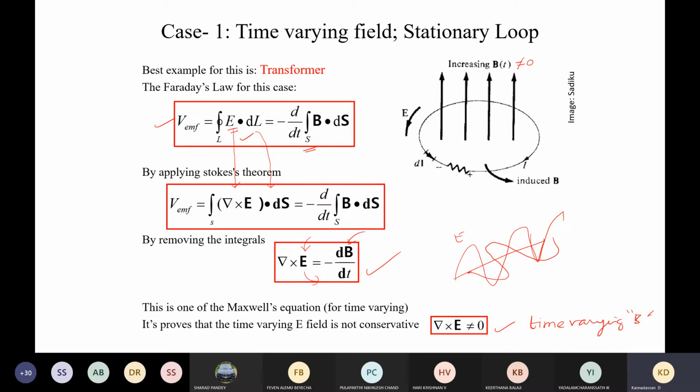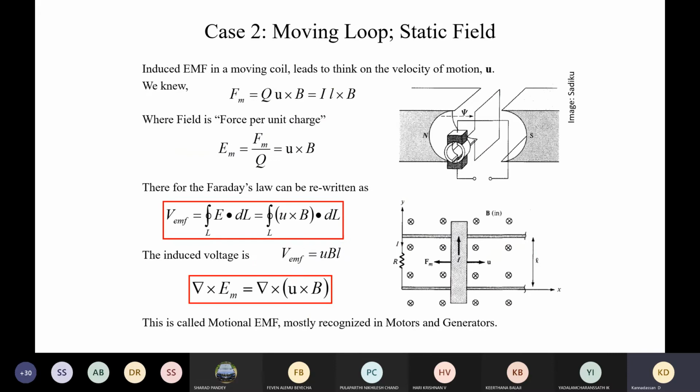So this is case one. And in case two, the loop is moving and the field is static. So for this, what are we going to do? We are going to take two bar magnets and put their polarities exactly opposite to each other, in such a way that the magnetic field is exactly uniform throughout the region. So we get the magnetic field, and this integration will give the psi.